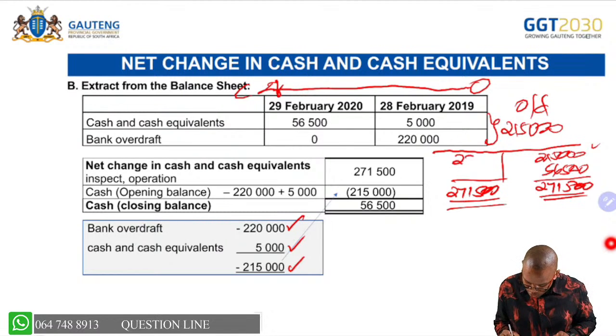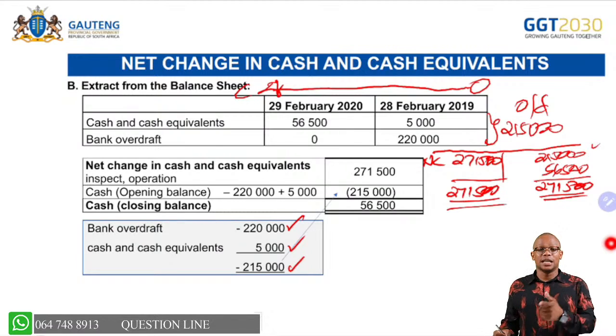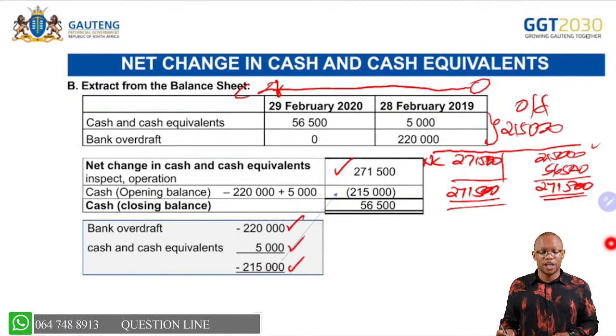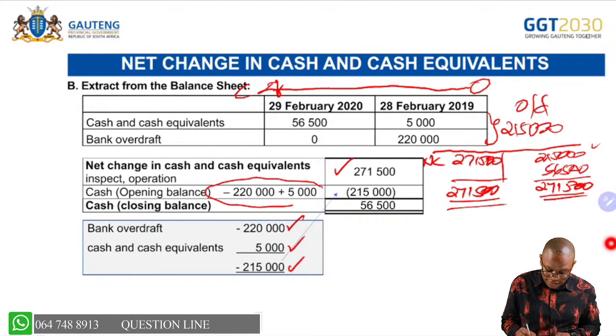271,500. So this 271,500 will be your net change. Let's see how you record it on the face of your cash flow. 271,500 is your net change. Then your opening balance, remember these two figures.